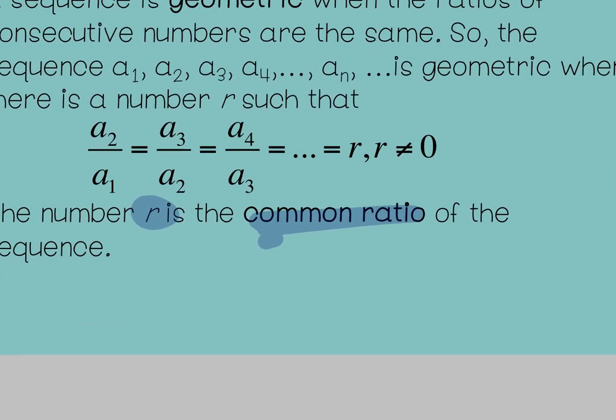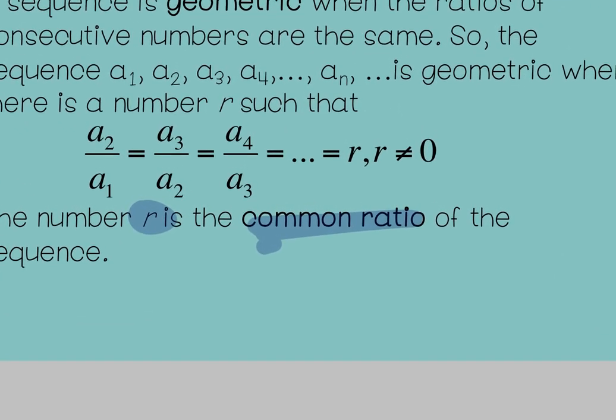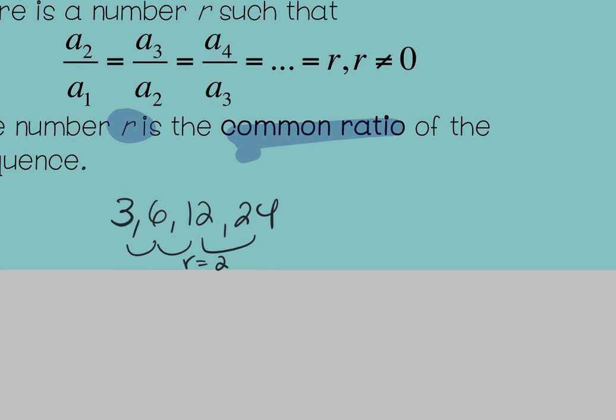And you can either see what you can multiply by, or if you don't see it right away, then you can work backwards. So let's say I have 3, and then I multiply by 2, it's 6, and then I multiply by 2, it's 12, and then I multiply by 2, it's 24. And you can just see that it's doubling every time. R is 2. But if you don't see it right away, then make sure you put the second term over the first, the third over the second, and the fourth over the third. Don't reverse it.